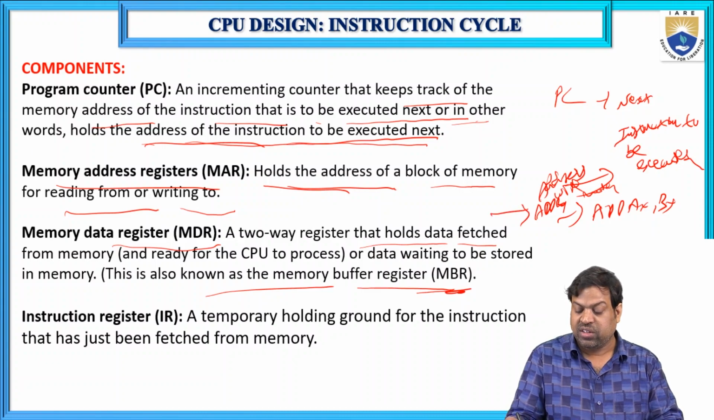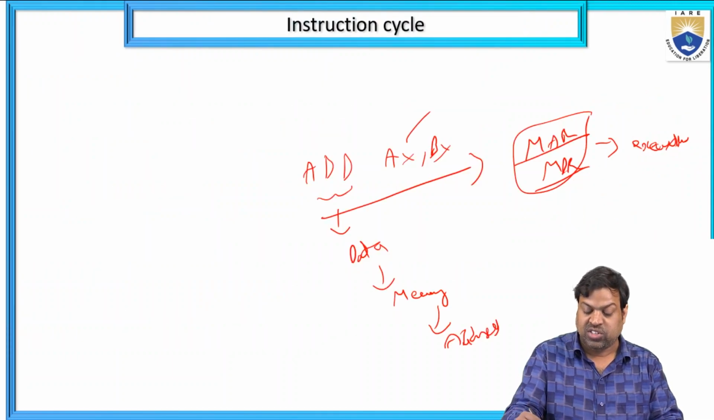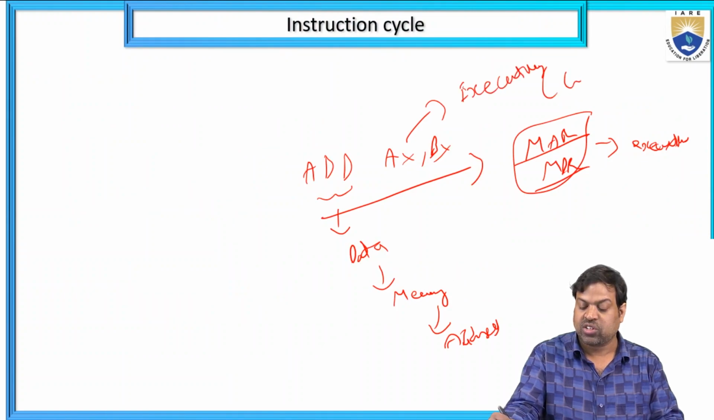So presently, the instruction add ax comma bx is going to be executed. Shall I call it that it is going to be executing? Executing means it is also called loading.